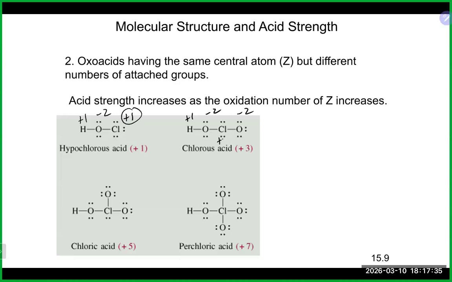The chlorine here is going with a +3. This is the one we just did: -2, -2, -2, and +1. That's a -6 plus 1 is a -5. Chlorine here is +5. And lastly, -2, -2, -2, -2, and +1. That's a -8 plus 1 is a -7. That means the chlorine here is going to be a +7 in this case.